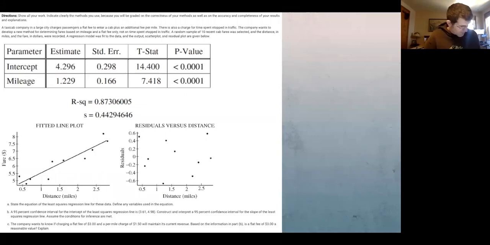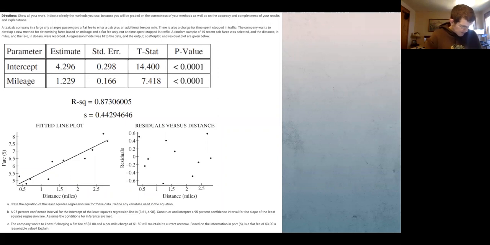A taxi cab company in a large city charges passengers a flat fee to enter a cab plus an additional fee per mile. There's also a charge for time spent stopped in traffic. The company wants to develop a new method for determining fares based on mileage and a flat fee only, not on time spent stopped in traffic. A random sample of 10 recent cab fares was selected and the distance in miles and the fare in dollars were recorded. A regression model was fit to the data and the output, scatter plot, and residual plot are given below.